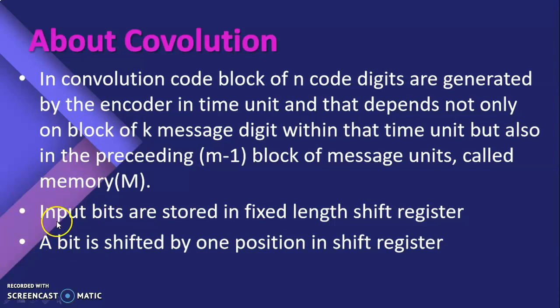Now, in a shift register, each time a new input bit is entered into the register, the previous contents already stored in it are shifted by one position. That's why it is called shift register. So we can say that in this coding system, the previous bits and the current information bits are combinedly encoded here.